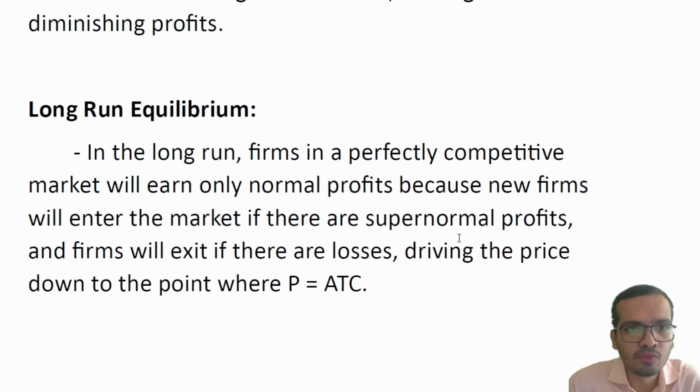Then comes long run equilibrium. In the long run, firms in a perfectly competitive market will earn only normal profit, because new firms will enter the market if there are supernormal profits, and firms will exit if there are losses, driving the price to the point where price is equal to average cost.